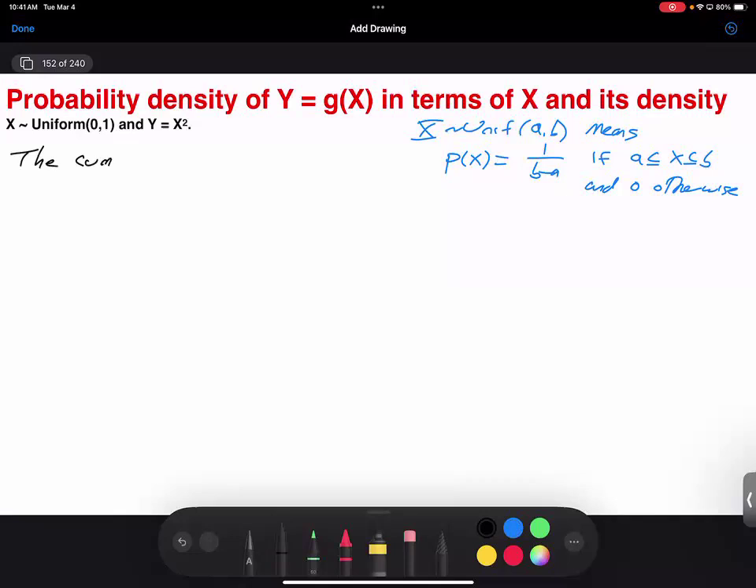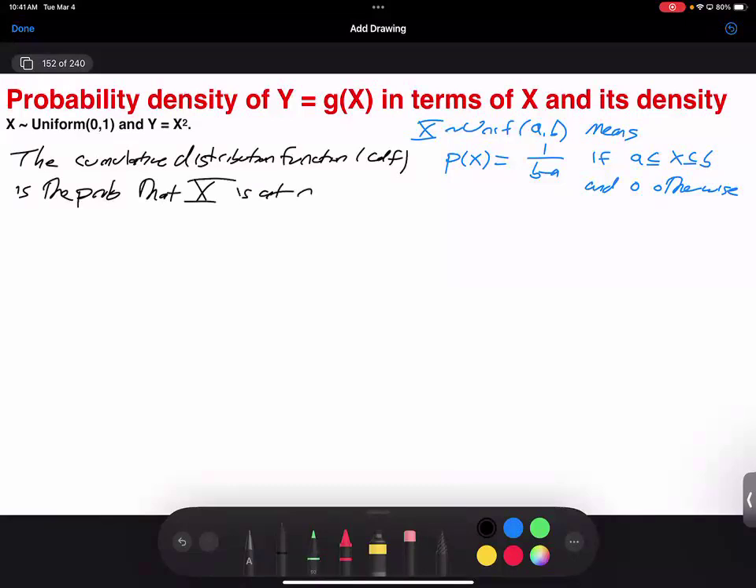The cumulative distribution function, called the CDF, is the probability that x is at most little x. And so if little f is the density, big F is the CDF.